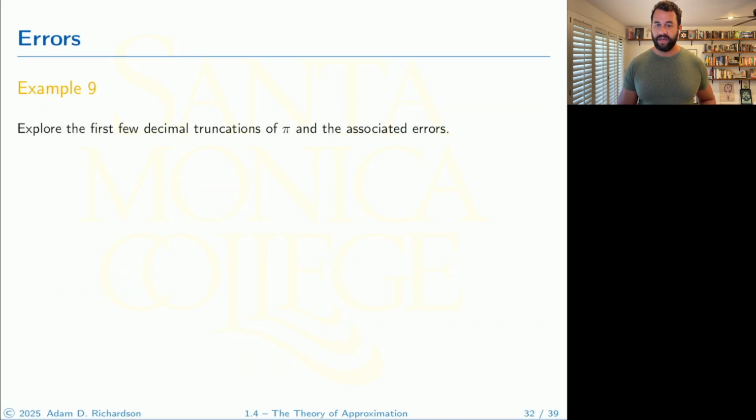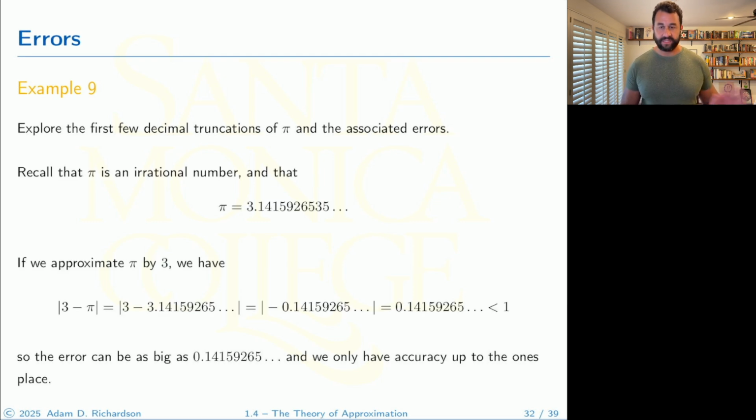So let's do that for pi for a second. What we're going to do is we're going to explore some decimal truncations of pi and the associated errors. So I already said this. Here's pi. Pi is equal to that. If we choose to approximate pi by 3, let's look at the distance between that approximation and the exact value. Boom. We just talked about this, right? This is the distance between 3 and pi. This is our approximation. This is the exact value. What's the distance between those?